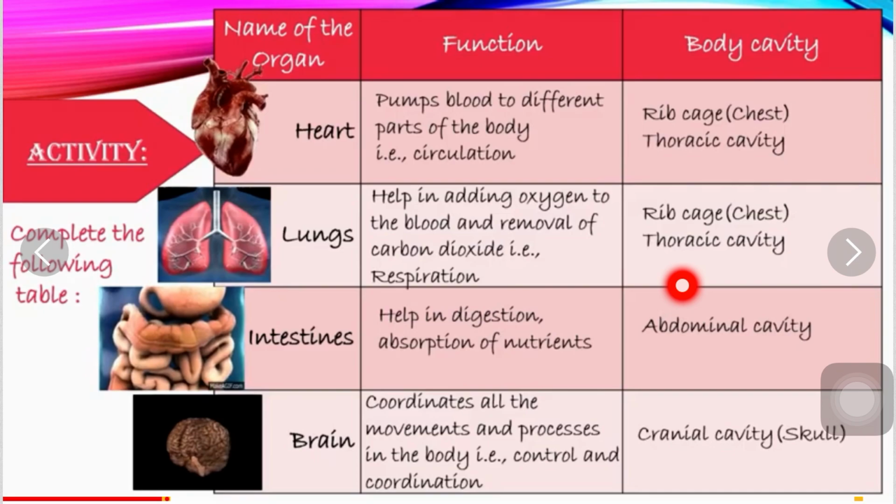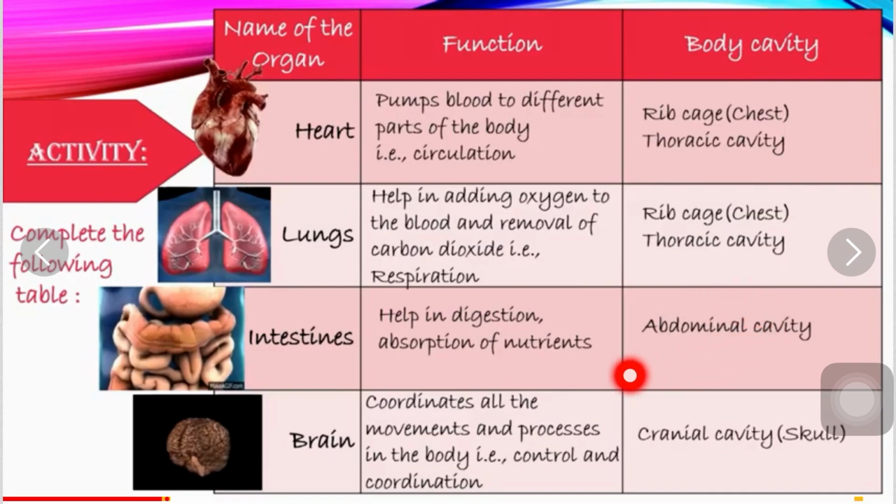Next is intestines. Students, intestines help in digestion. They also do absorption of nutrients. Its body cavity means it is protected by the abdominal cavity. Protection of the intestine is the abdominal cavity. It is stored in the abdominal cavity.